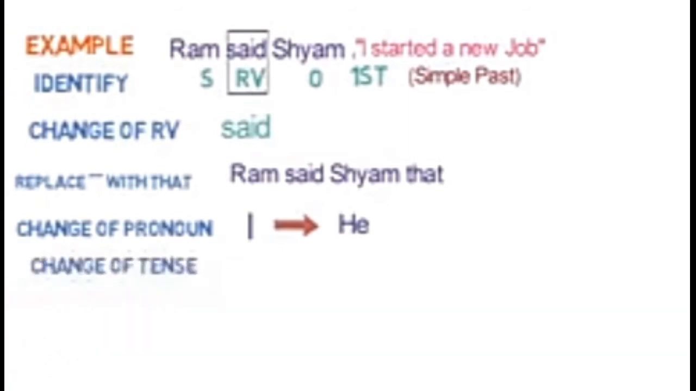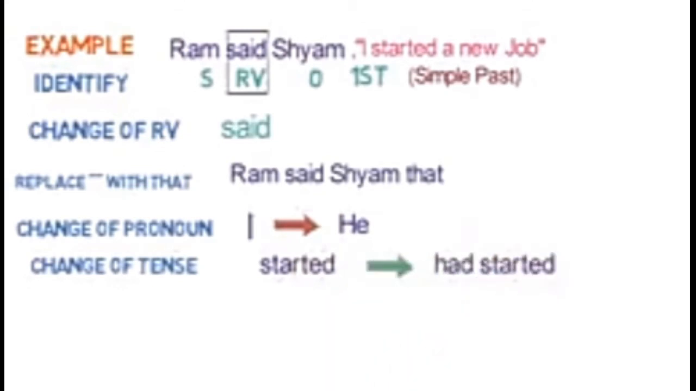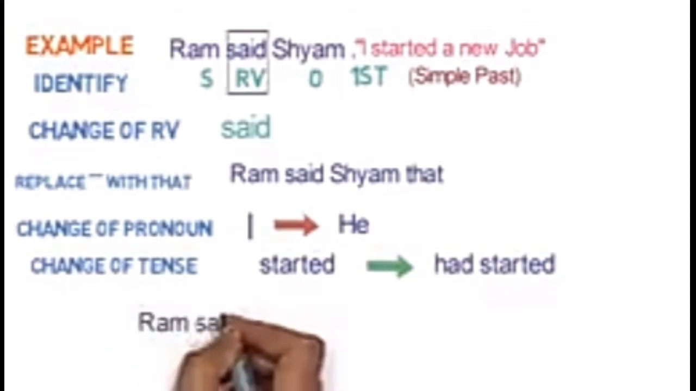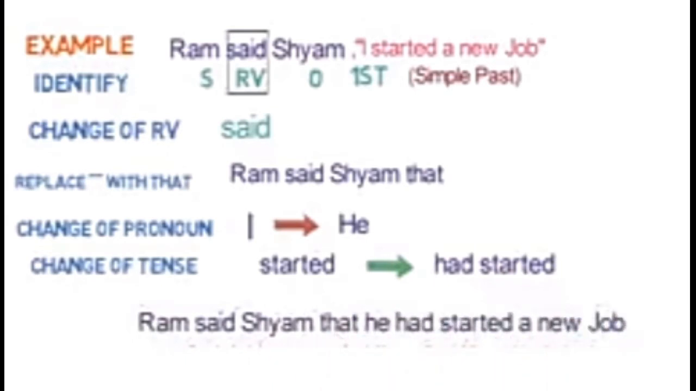Now the fifth step is to change the tense. Here the tense is in simple past, so it gets converted to past perfect. In this case, started will be converted to had started. And sixth step won't come here as there are no words referring to time in the reported speech. So the final outcome is Ram said to Shyam that he had started new job. Let's look into the next example.